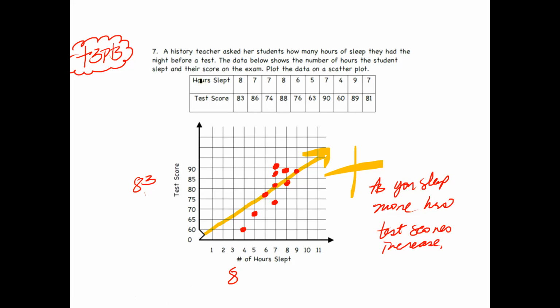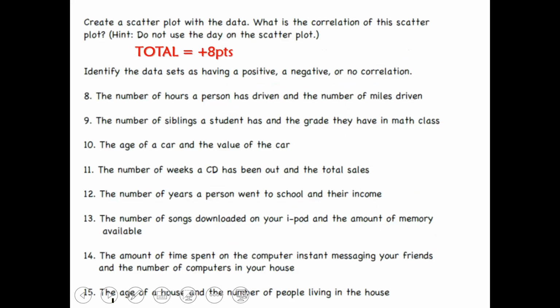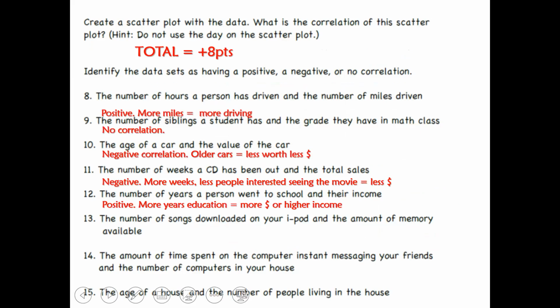For number 7, you should go ahead and plot the number of hours slept with the students' test scores. And what you can see here is as you sleep more before the exams, your test score increases. The same thing with water consumption and temperature. As the temperature gets colder, you actually drink less water. Okay, tell me, is it a positive or negative correlation? Here are your answers.